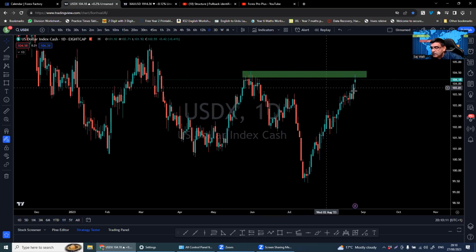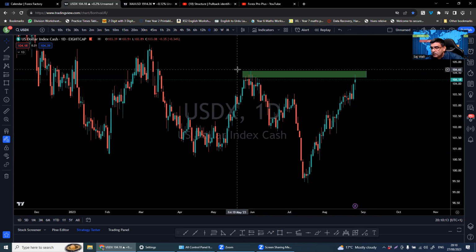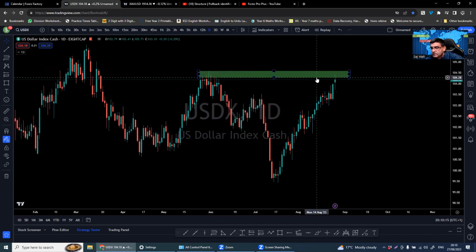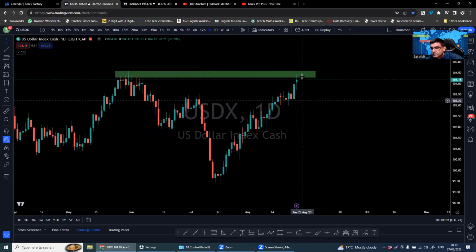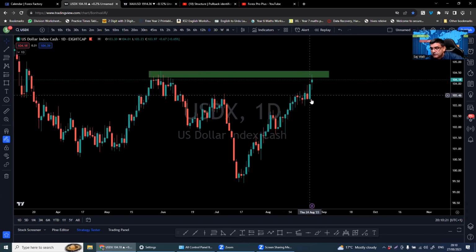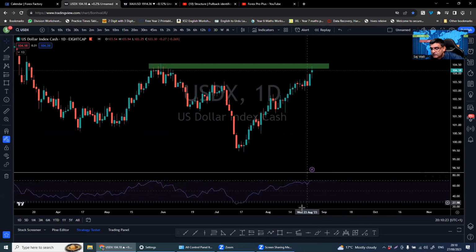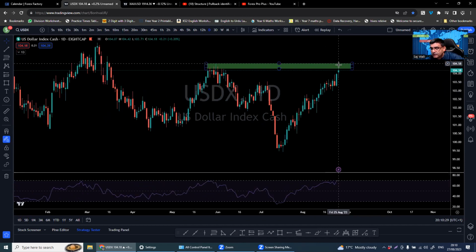Dixie in daily is standing at this resistance level, and there's a rejection. According to this, we can see that there's a possibility of a reversal. Let's see where the RSI stands. RSI is at the top as well, so we can possibly see a reversal from here.